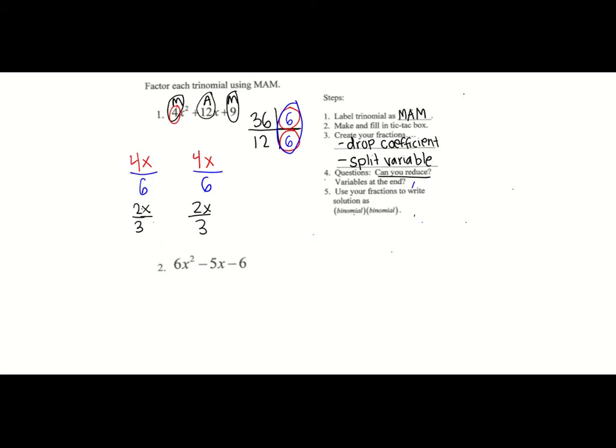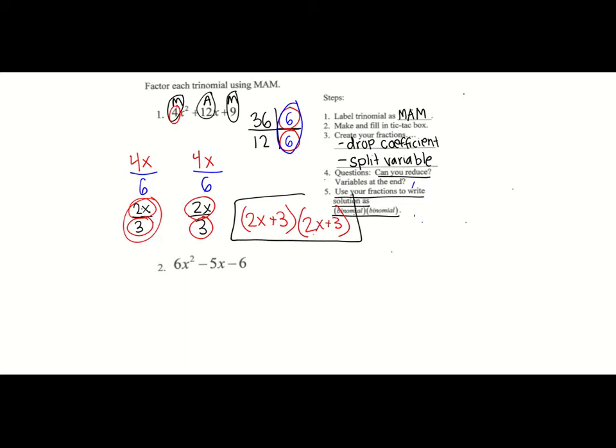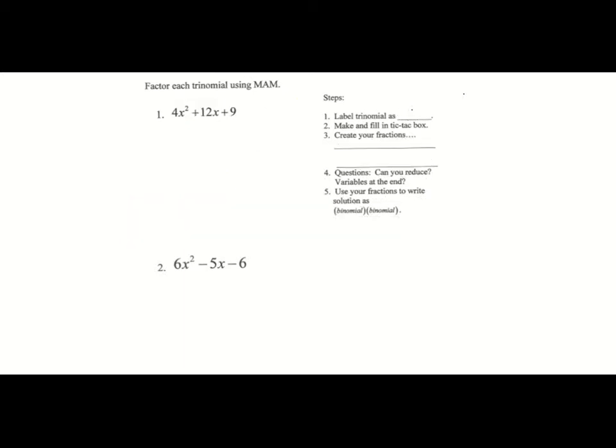Last step to write our answer is to use the fractions to write the solution as a binomial times our binomial. So our first binomial, we are going to have 2x plus 3. That is our first one. We split up our fraction, so this is the one piece and this is our second piece. Then in our second binomial, again, we have this as our first piece and this as our second piece. And this is how we use the MAM method to split up a trinomial and factor it.